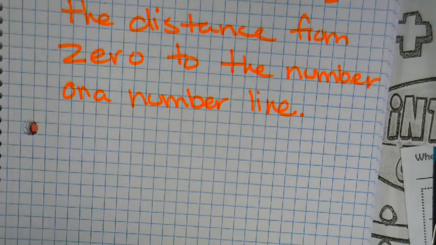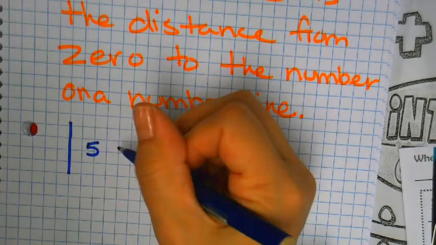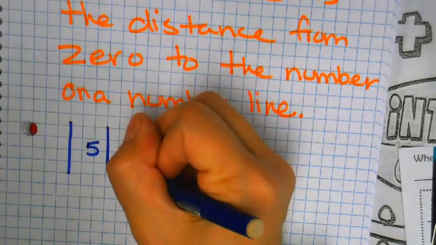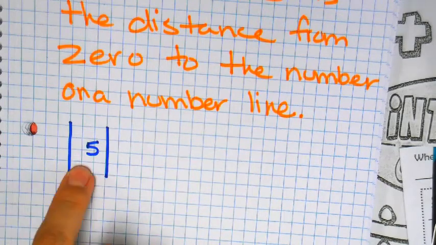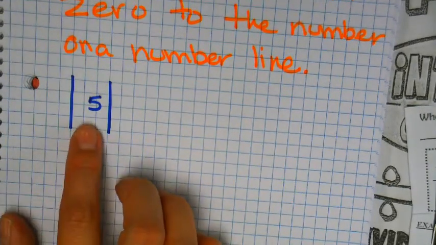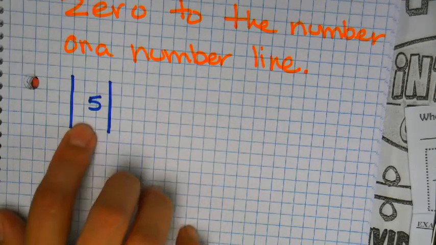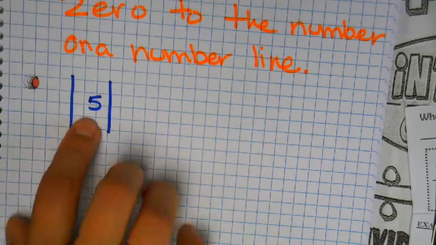It is written in the following way. It has these oversized bars. They're called the absolute value bars, and then you have a number inside. So this right here is a math problem. This math problem asks, what is the absolute value of 5?